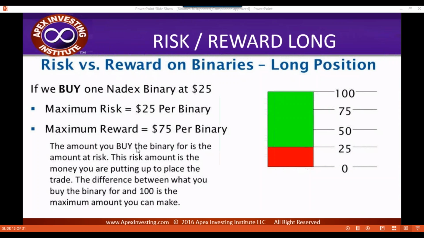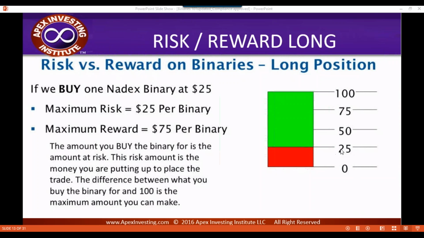So the amount you buy the binary for is the amount at risk, and the risk amount is the money you're putting up to place the trade. The difference between what you buy the binary for and $100 is the maximum you can make, okay? And you can hold it till expiration, and it can be worth 0 or 100.